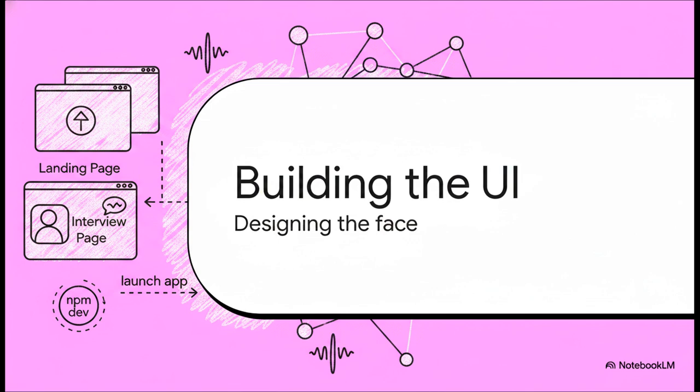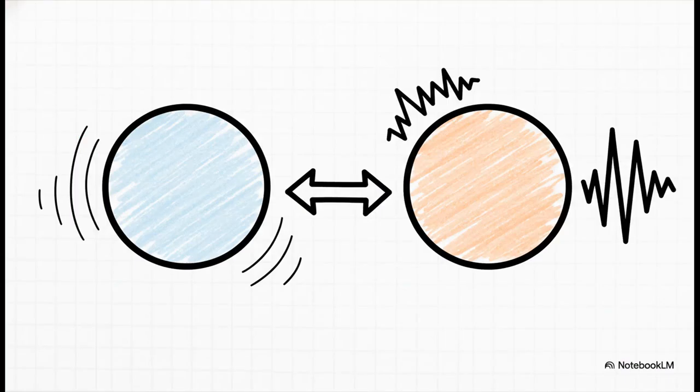Section 4. Building the interactive UI, designing the face of the AI. With our environment all configured, go ahead and launch the app by running npm run dev. You'll land on a click entry page, but let's spotlight the central UI element on the main interview page itself. We call it the orb. This isn't just some static image sitting on the screen. It's a highly dynamic React component. It uses state-based visuals and distinct color changes to let the user know immediately whether the AI is speaking or actively listening. It's incredibly intuitive.